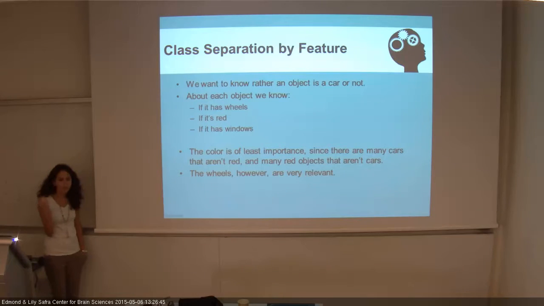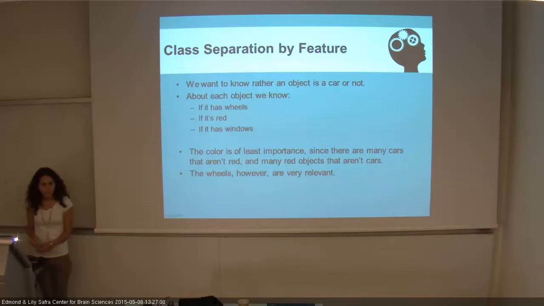Meaning if we look at two images and all we know is that this object has wheels and it's red, and this object doesn't have wheels and it's red, so whether this object is a cow or not. So the question is which feature is relevant. You can tell yourself that red probably doesn't help, because there are many cows that aren't red and there are many red objects that aren't cows. So this will be of least importance, and wheels, for example, will have more importance from all the features that are relevant to the classification.